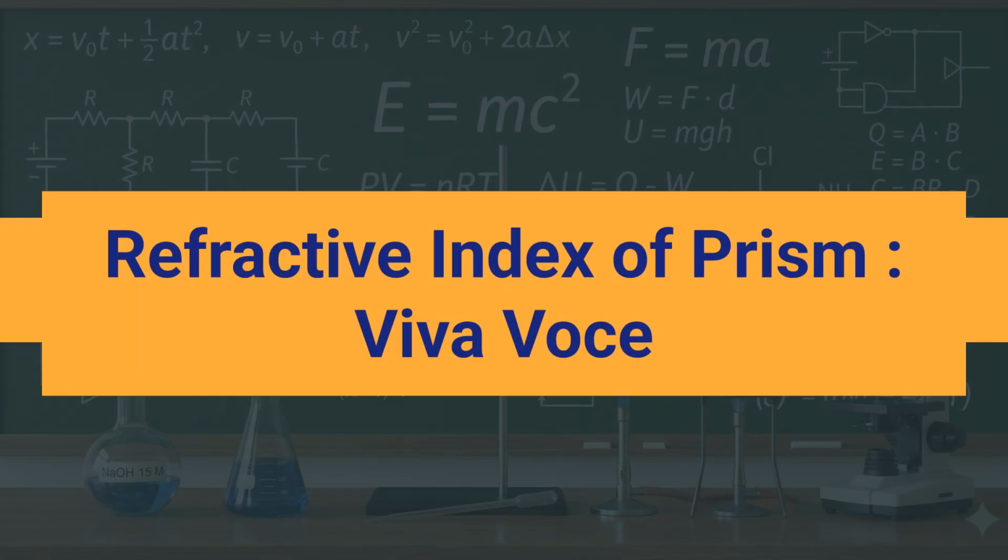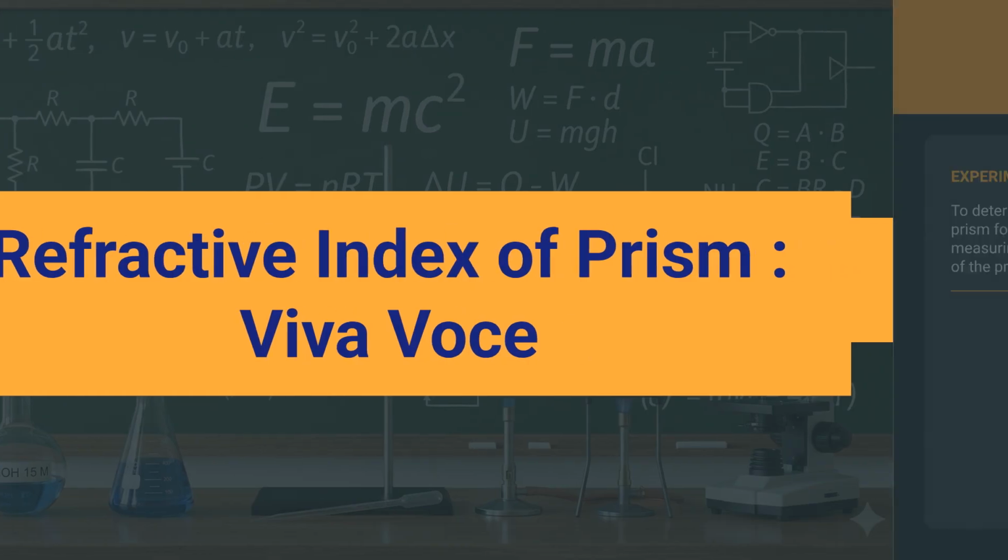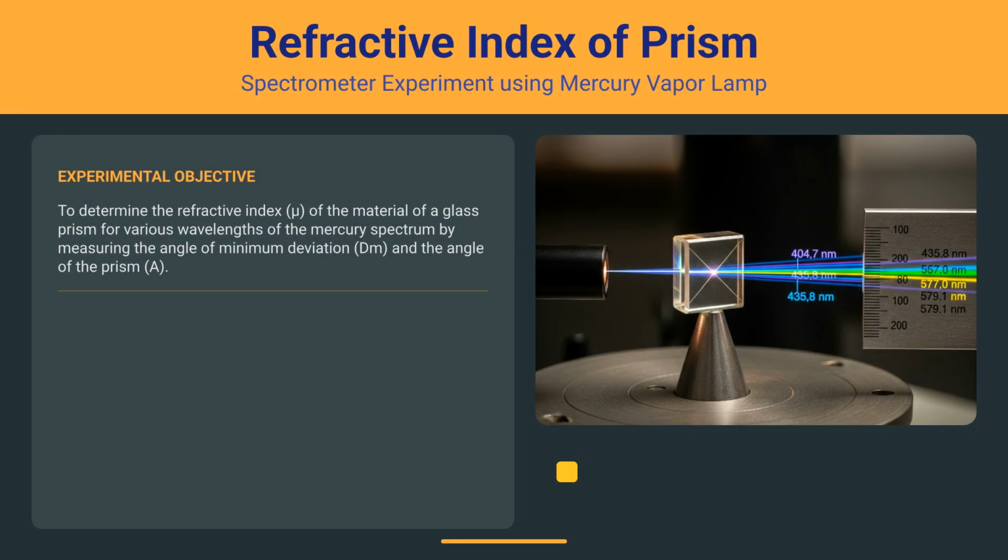Welcome to this video on the refractive index of a prism, presented in a Viva Voce format. We'll cover fundamental concepts, experimental procedures, and advanced analysis related to this classic physics experiment. The objective is to determine the prism's refractive index for various wavelengths using a mercury vapor lamp and a spectrometer.